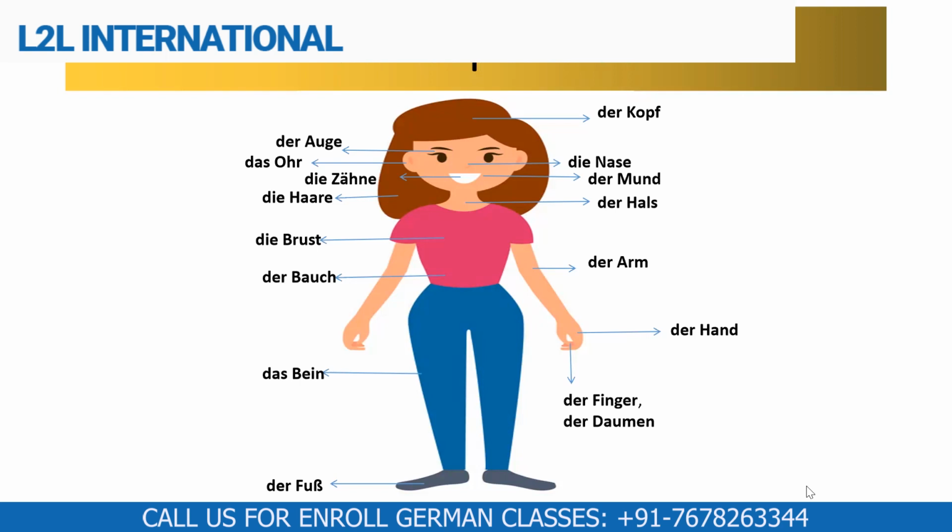Das Bein means leg, the leg. Der Fuß means the foot. Der Finger is the normal finger, English one. Or ten over, I forgot to count. Okay, good. What are the remaining ones?